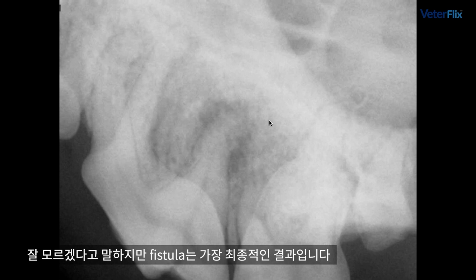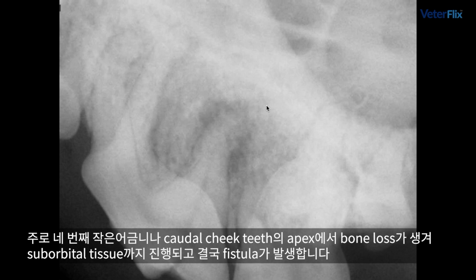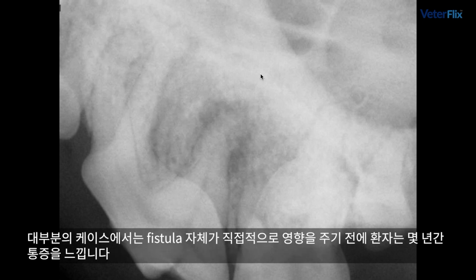And owners commonly say, well, that happened when he was a lot younger, or it happened 3 or 4 years ago. So we know that the fistula is one of the end results of the culmination of the tooth dying and/or periodontal disease, which we'll see in a moment. That results in the loss of bone around one of the apices or all of the apices of the fourth premolar or other caudal cheek teeth, resulting in breakout past that bone level into the suborbital tissue and consequently fistulation. So the patient suffers for likely years in most cases before the fistula actually manifests itself physically externally.